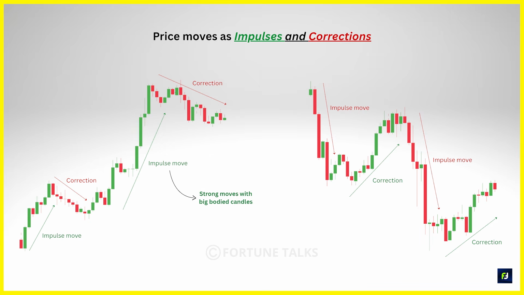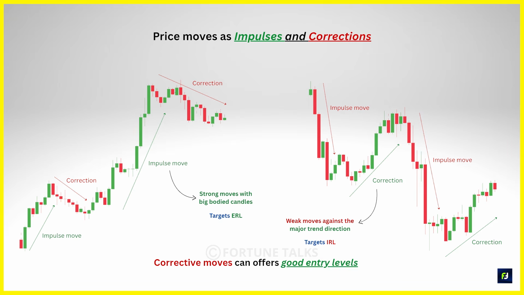The impulse move is the strong move, usually with large-bodied candles in the direction of the major trend, targeting the external range liquidities. On the opposite, the corrective moves happen against the existing trend direction, usually to target the internal range liquidity. Now, these retracements or corrections offer potential entry points for traders to capitalize on the trend continuation.